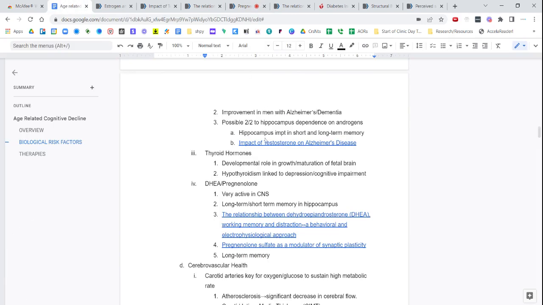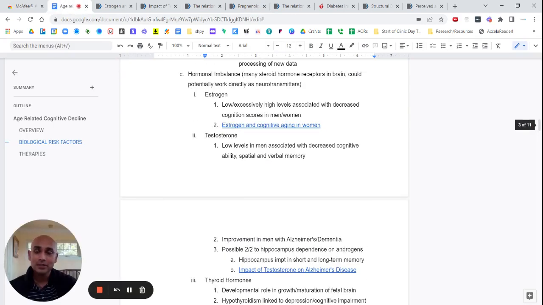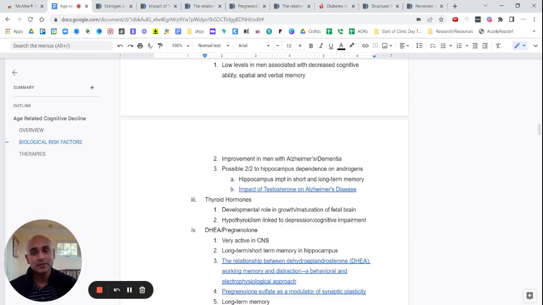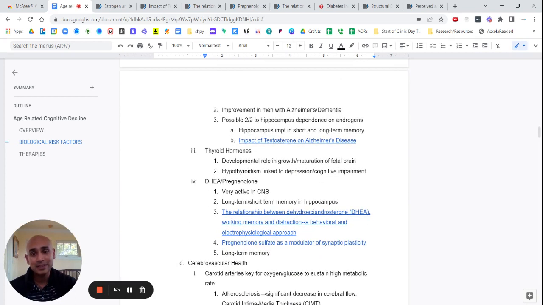cognition. So all in all, making sure that your estrogen, testosterone levels, your thyroid hormone levels, as well as DHEA and pregnenolone levels are optimized can make a big difference in the progression of cognitive decline.